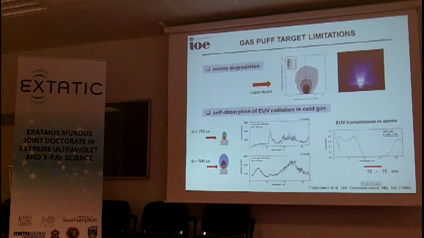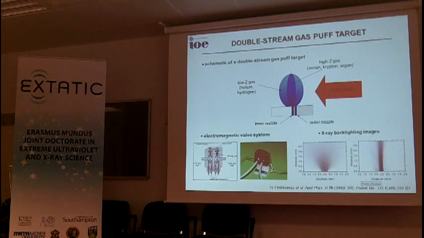When the plasma was put close to the nozzle output, after some time, let's say half an hour, there was a decrease of EUV output because of nozzle degradation. There was also self-absorption of EUV radiation in a cold gas surrounding the hot plasma. It was especially bad in the case of xenon, where you see there is an EUV transmission in xenon, and here, where is the most important spectrum from xenon, this transmission is very low. So we propose some improvement, and we have developed a so-called double stream gas puff target.